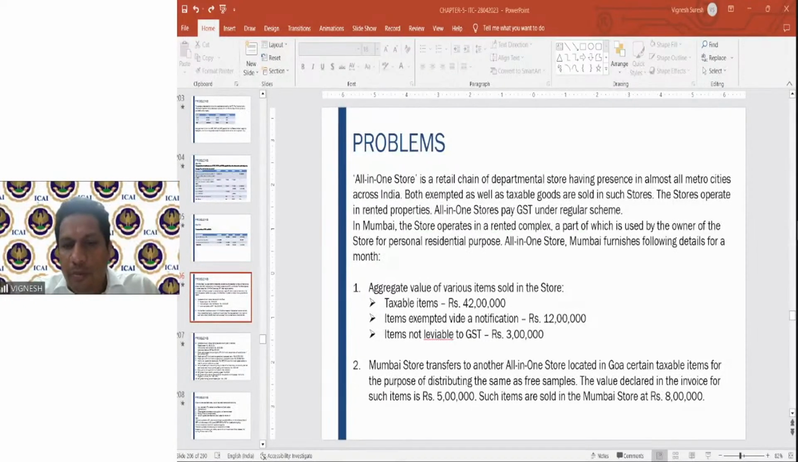What is the rate for computation? See, rates are not very important from examination point of view. Rate will be given in the question and it will usually be only one single rate. Very rarely you will have questions with more than one rate of tax which is applicable.